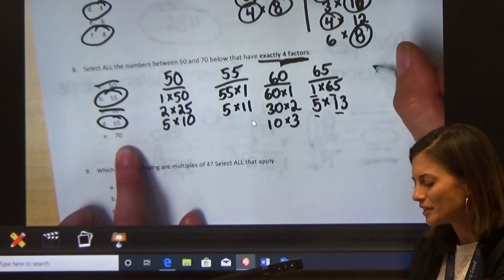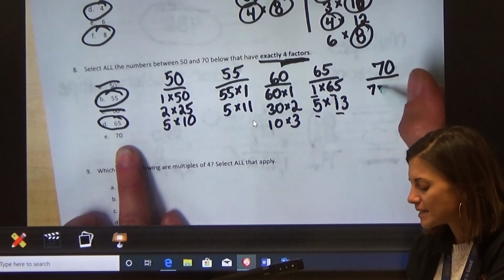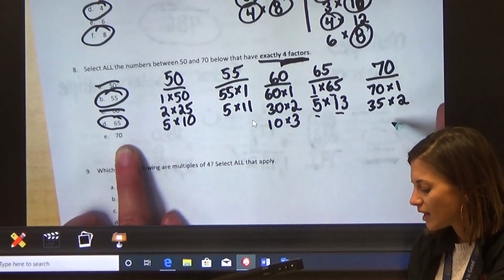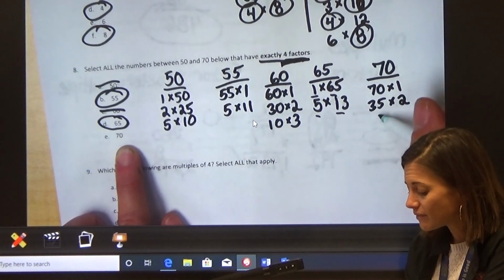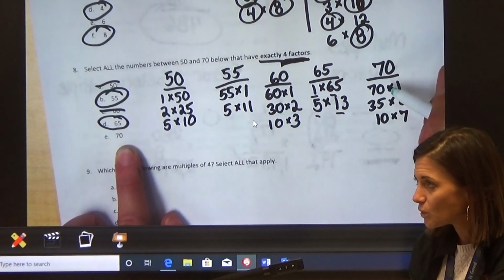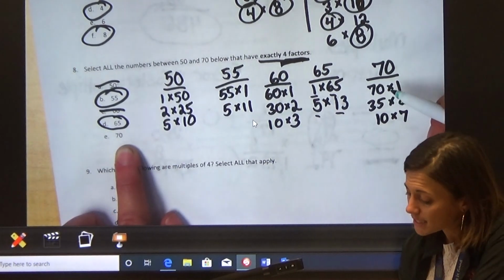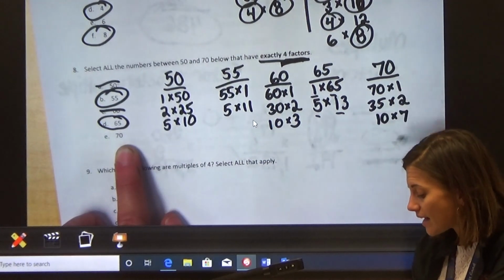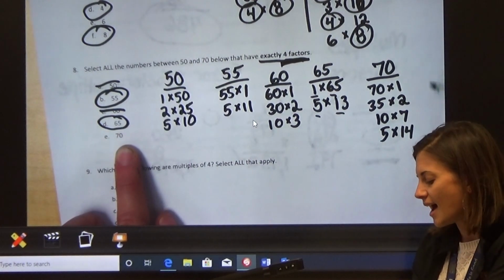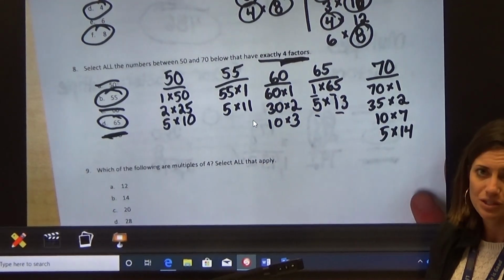And I'm going to check my last one, because like they reminded me, we check everything. So that's going to be 70 times 1, 35 times 2. Let's see, it can be divided by 10 times 7. 5 can go into this one, 5 times 14. Well, there's already 8 factors. I want exactly 4. So that means my only answer choices are B and D for this one.